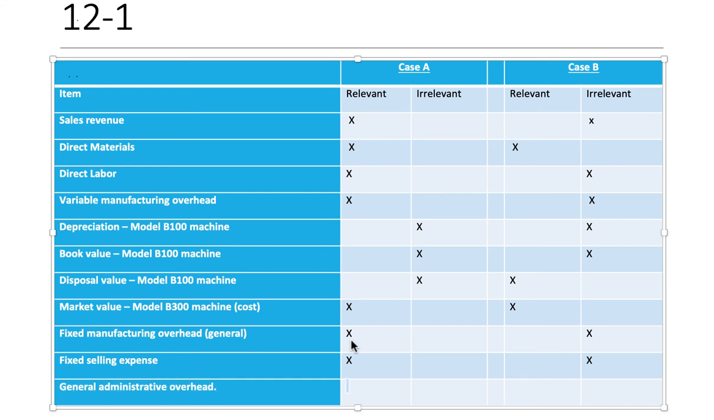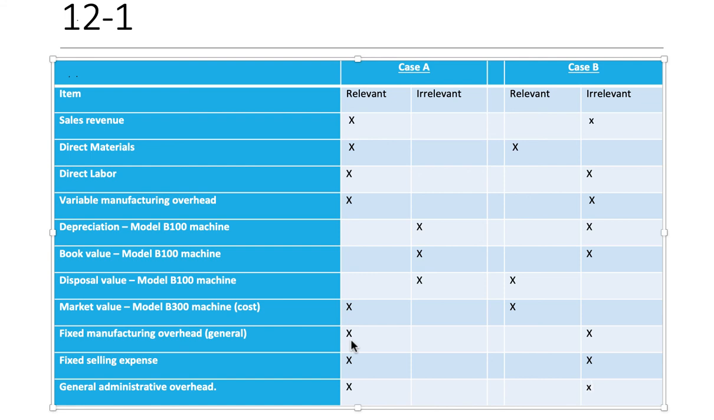And the last one is general administrative overhead. Again, the problem here says that it's general. Case A says it will change. It is relevant. Under case B, it is irrelevant because they tell us it will not change.